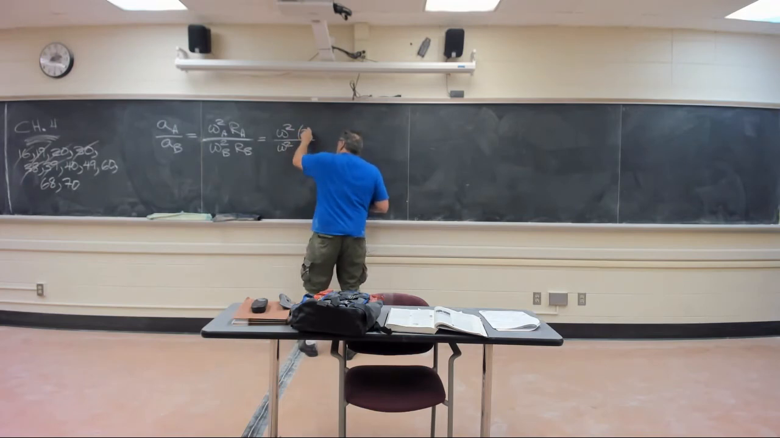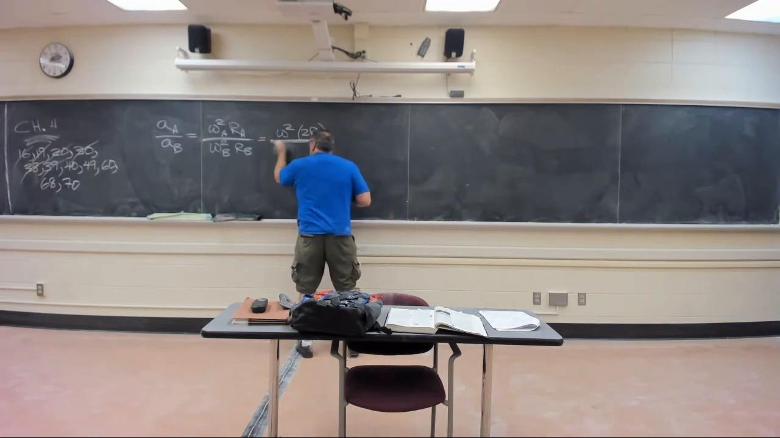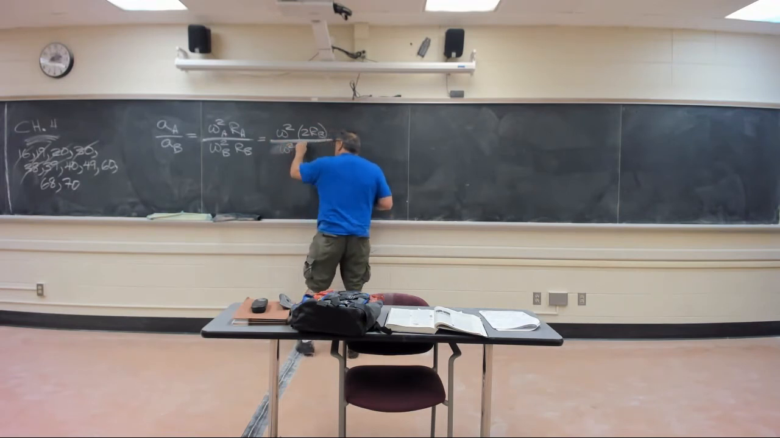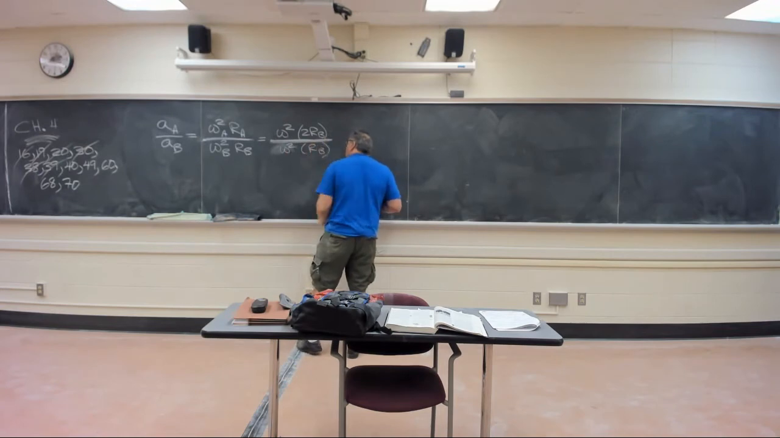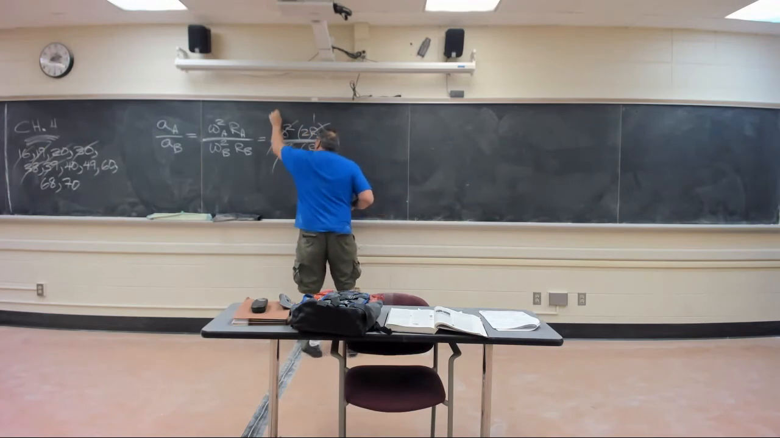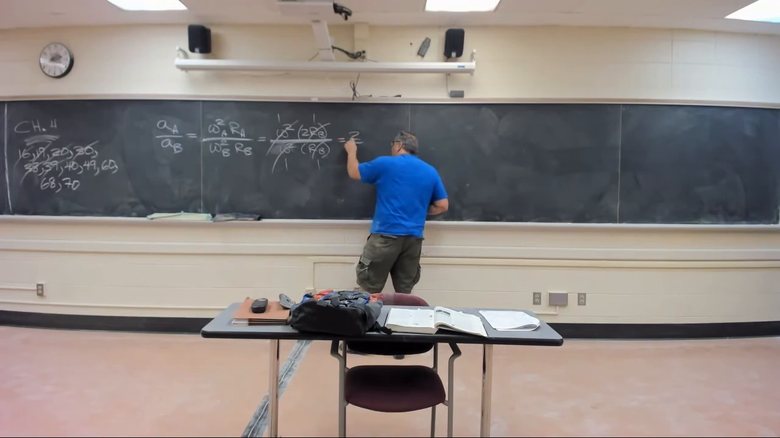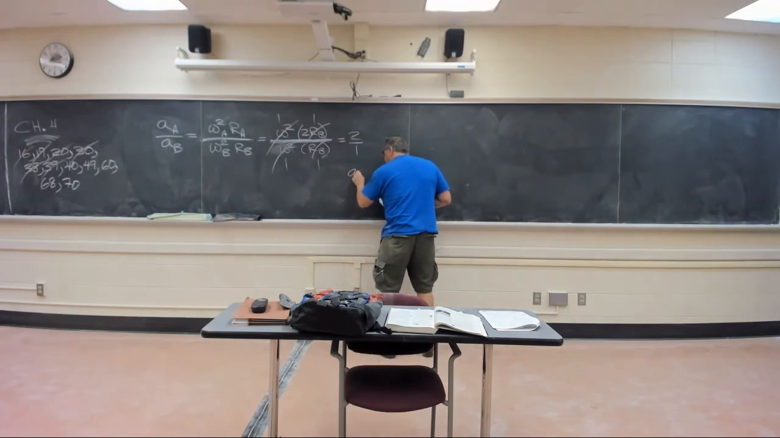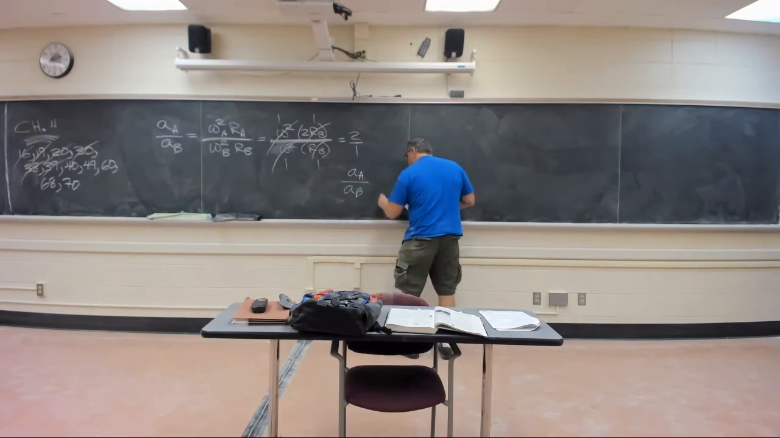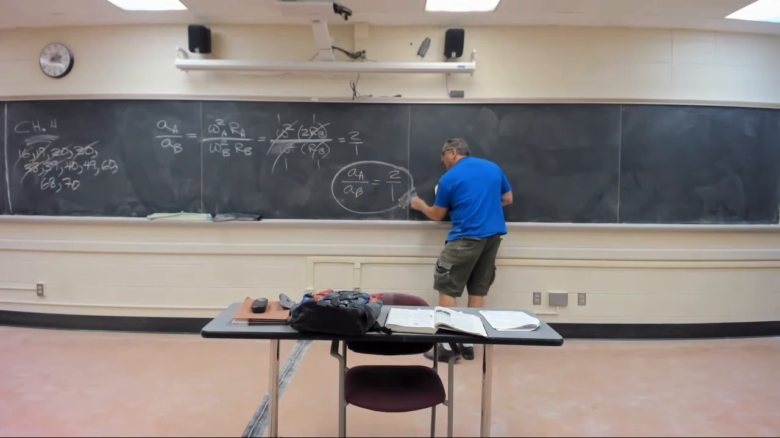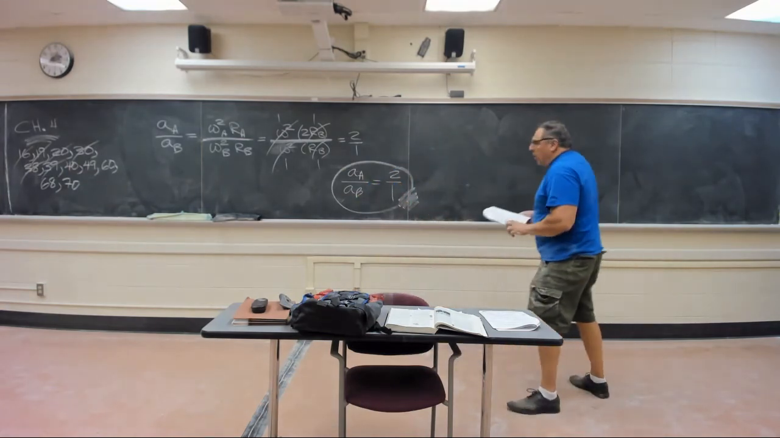RA is 2RB, and RB is just RB. That's out of there. 1 to 1 ratio. And there it is. AA over AB is two to 1.